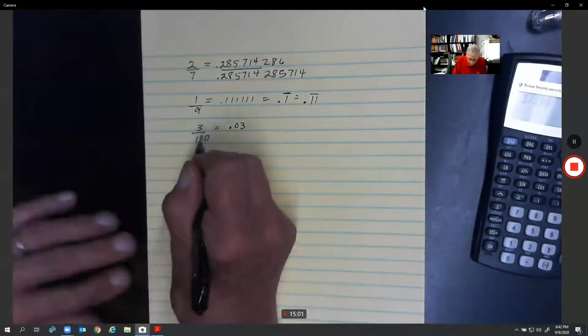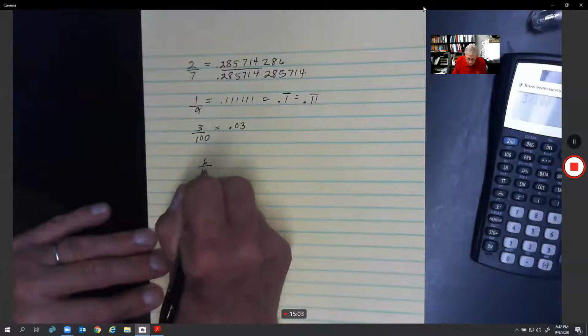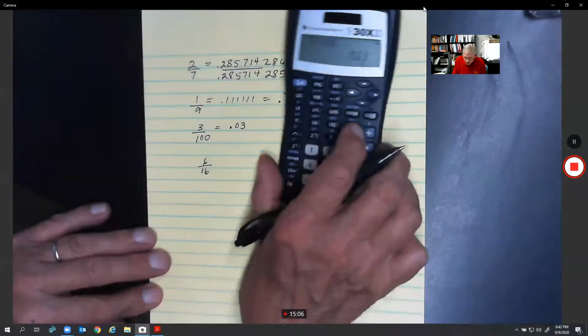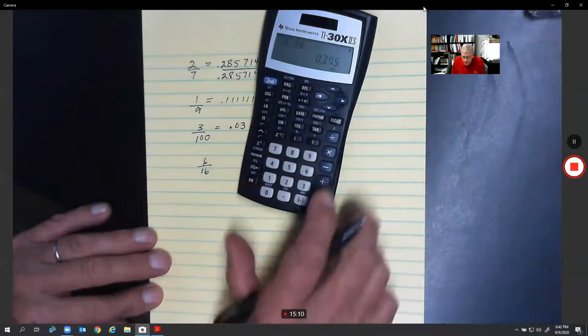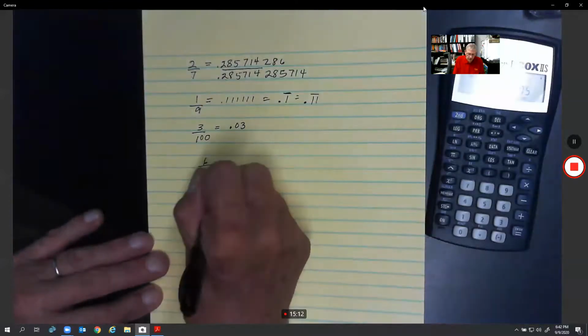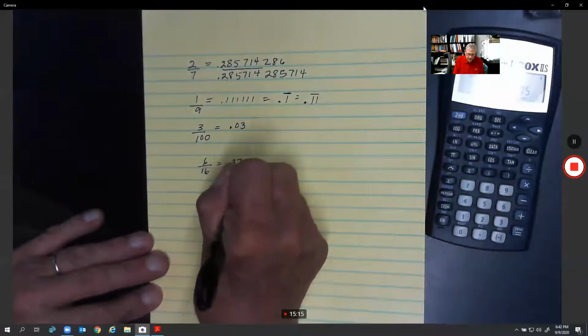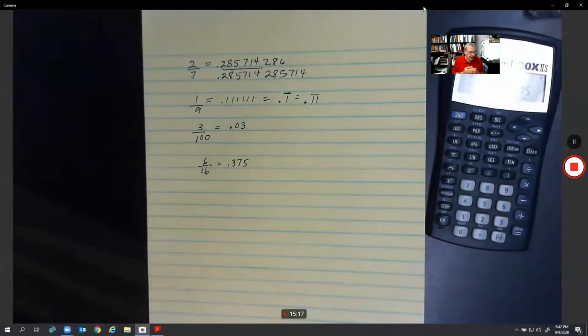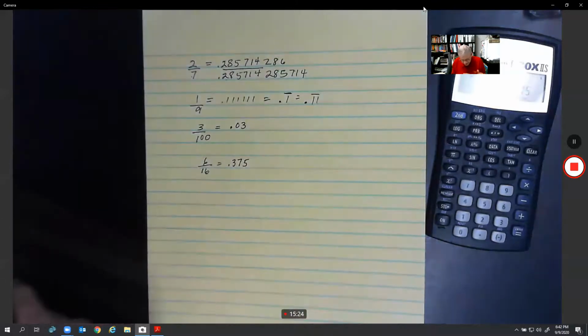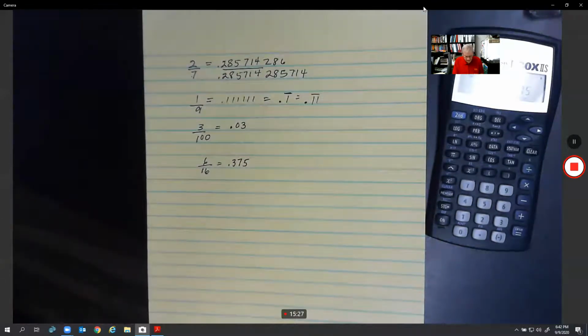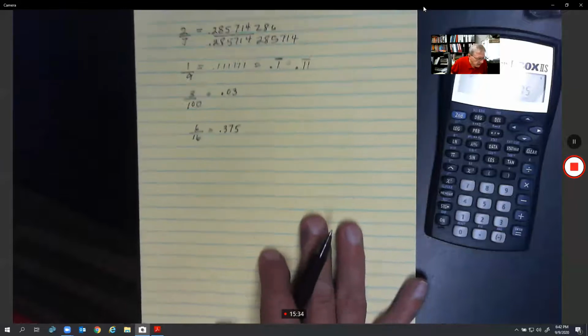What about 6 over 16? Even though that can be reduced, let's do it the way it is. 6 divided by 16 is 0.375. You probably thought it was going to repeat, huh? Now, if they don't come to an end, let's say we divide something and it just keeps on going, then usually we carry it out. It'll tell you to carry out 2 or 3 decimal places, but most of the time, they're going to come to an end.